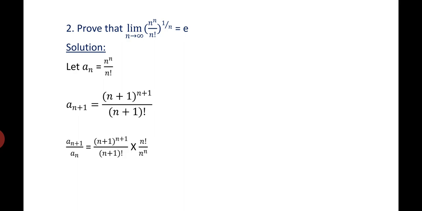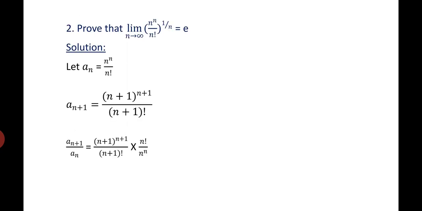Our next step would be to divide a_(n+1) by a_n. So we have written a_(n+1) value as n plus 1 whole raised to n plus 1 divided by n plus 1 factorial, into n factorial by n power n. Now, n plus 1 factorial can be written as n plus 1 into n factorial, which on simplification, n factorial gets cancelled. n plus 1 whole power n plus 1 can be rewritten as n plus 1 whole power n into n plus 1 divided by n plus 1 into n raised to n. So here the n plus 1 term gets cancelled.